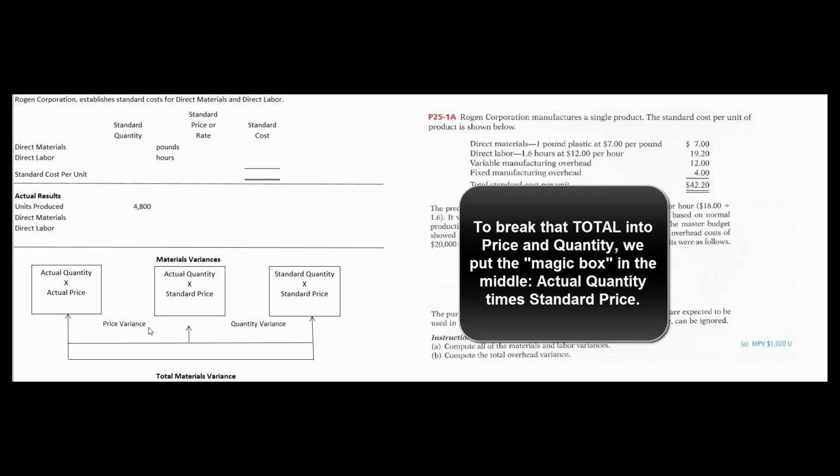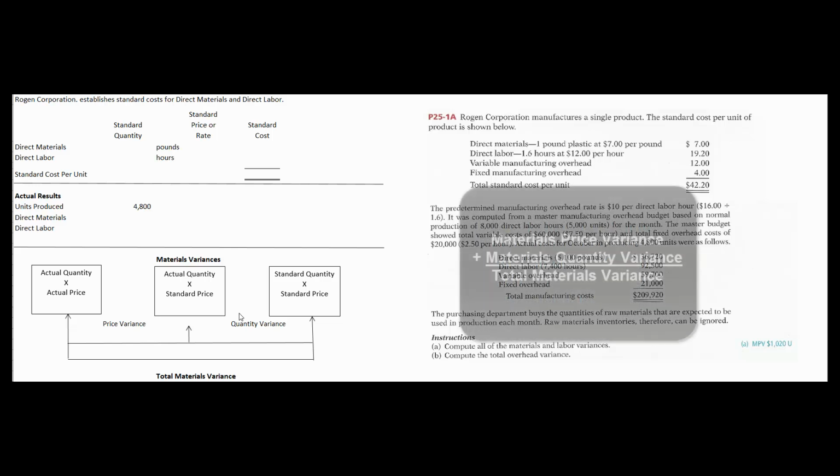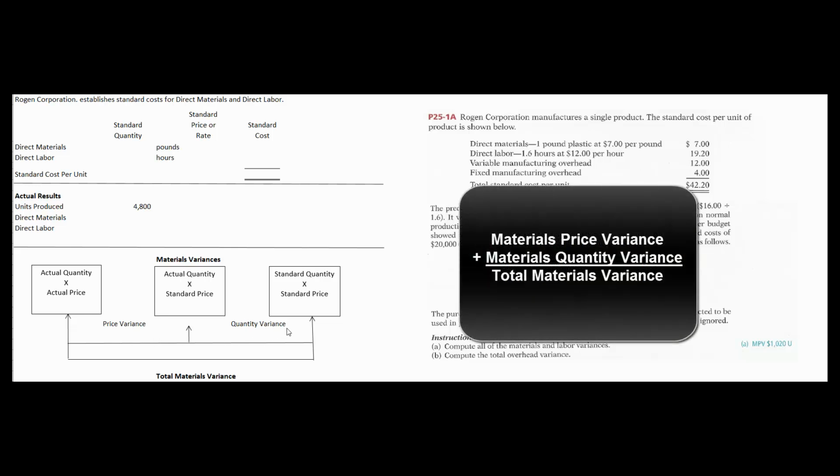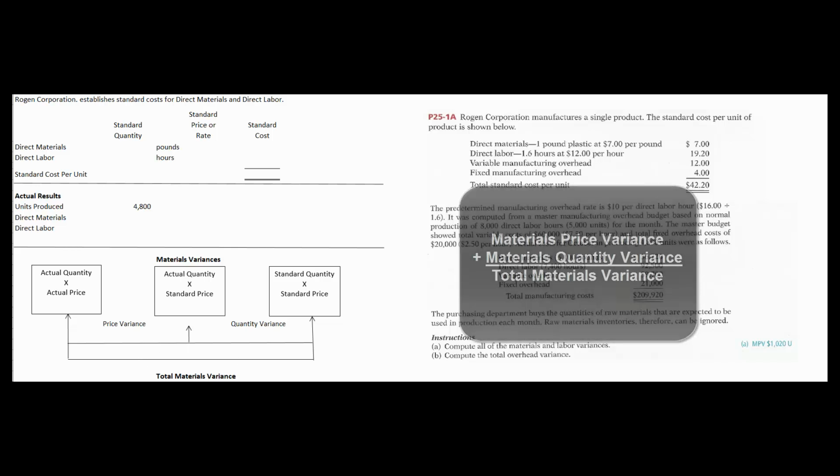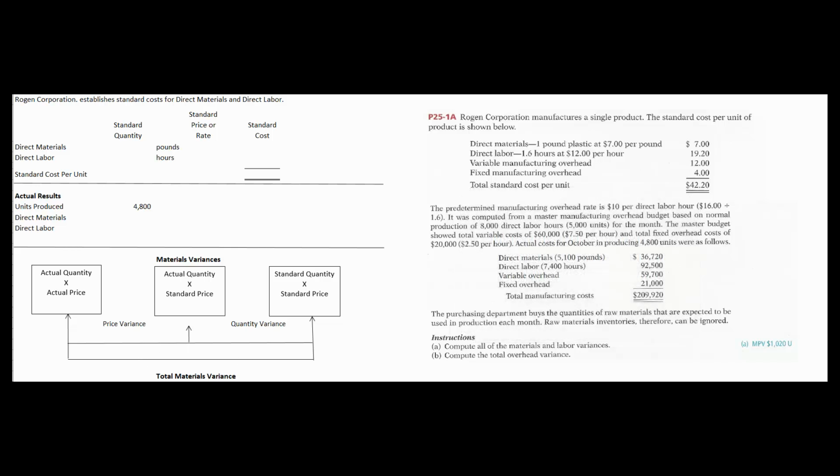Did we pay too much for our stuff? Then we're going to take actual quantity times standard price and subtract standard quantity times standard price, and that's going to give us our quantity variance. Did we use too much of our stuff? And the price variance and the quantity variance combined should give us the total materials variance. So the only hard part about these problems is figuring out what the actual and the standards are.